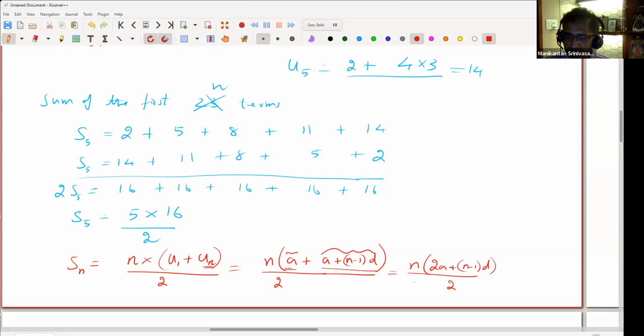That way, as you're saying it out, you know you're talking about the first term and the last term. This is U1 and this is Un. Okay, all clear so far?